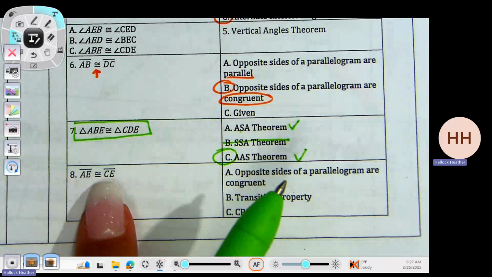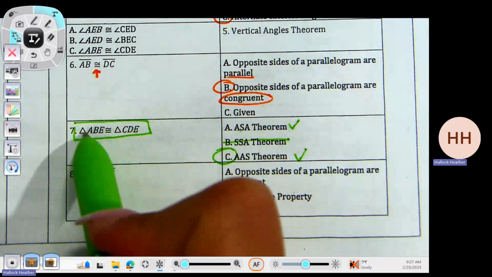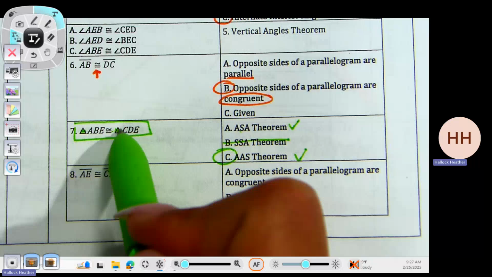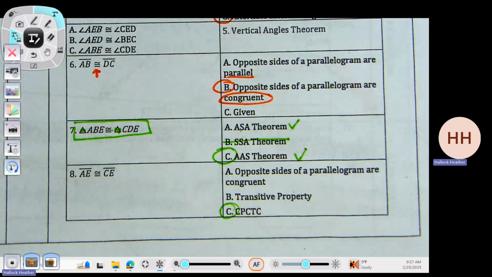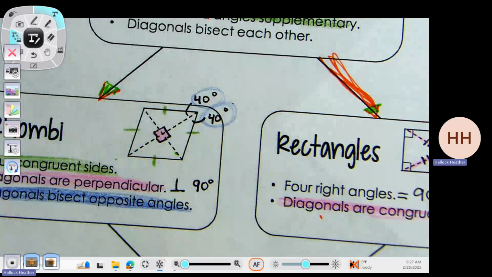And then number 8: every single time after you justify saying that the triangles are congruent to each other, it's going to be corresponding parts of congruent triangles are congruent, because then you can say everything on the triangle is equal to each other, because triangles have congruent sides if they're congruent. So let's go to the next problem. Next problem is number 8.